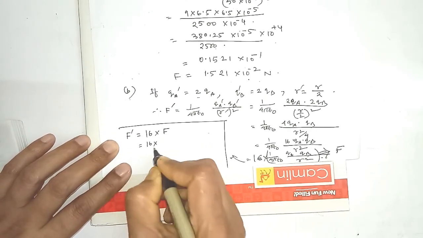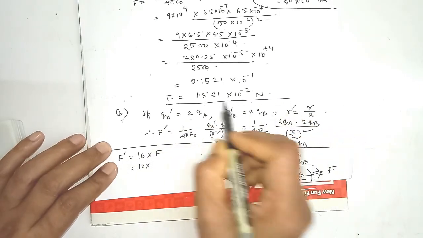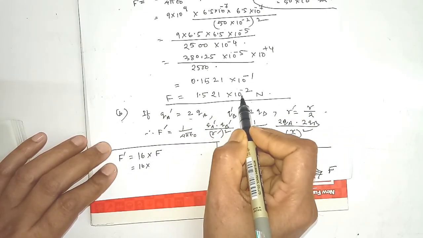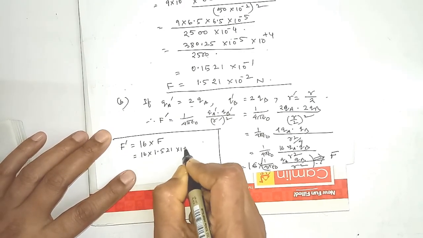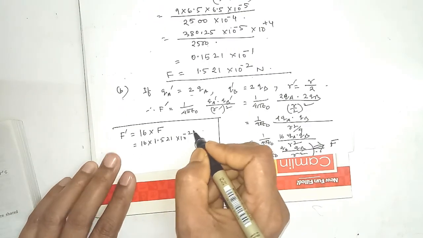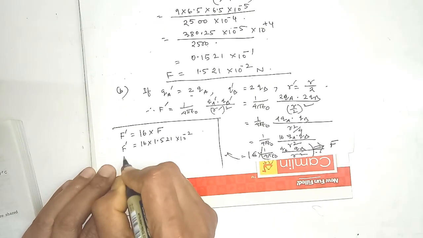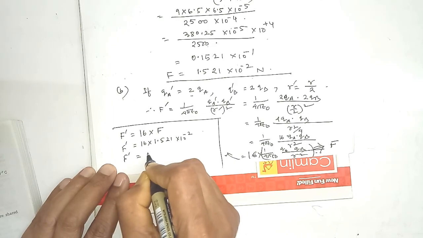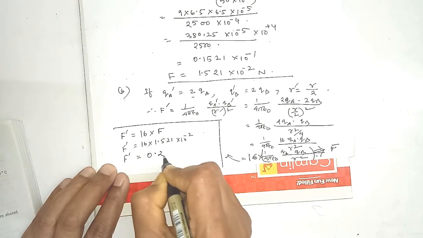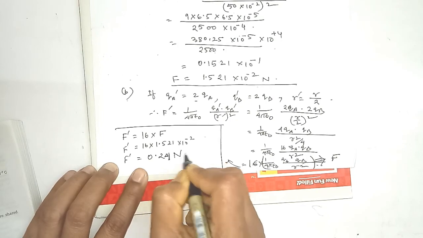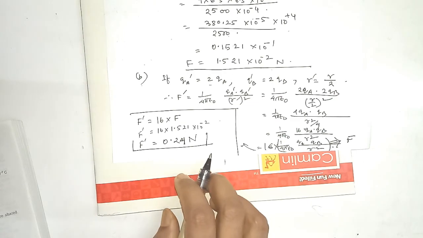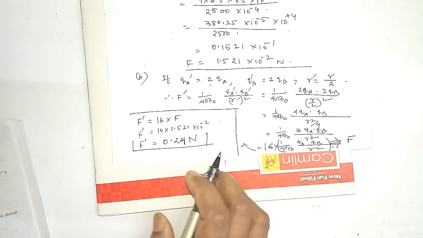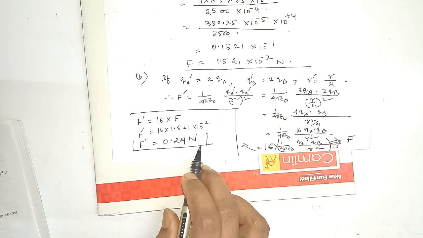So 16 into the value of F, which is 1.521 into 10 to the power minus 2, gives F dash equal to 0.24 Newton. Okay, so this is 0.24 Newton. So this force is also repulsive in nature because both the charges are similar in nature.